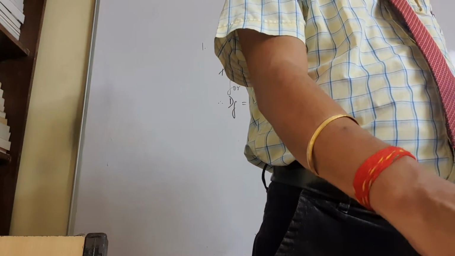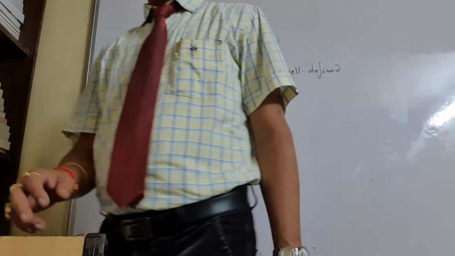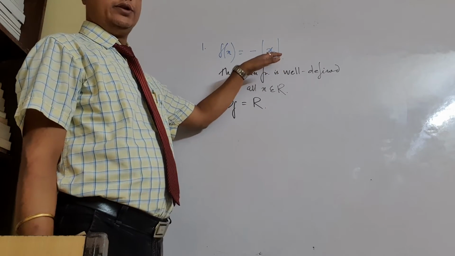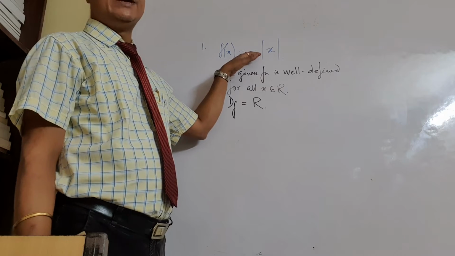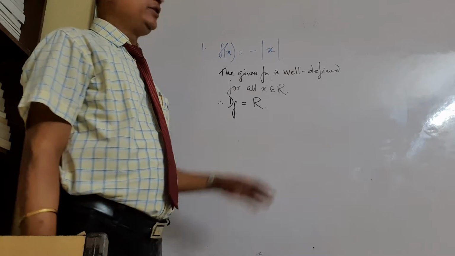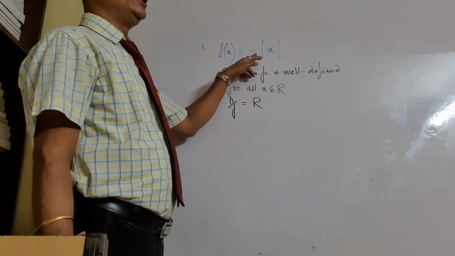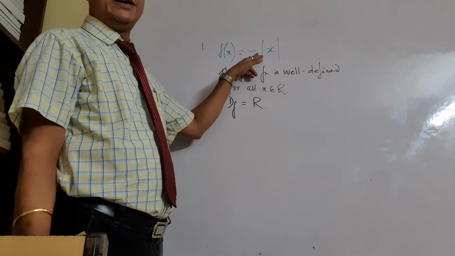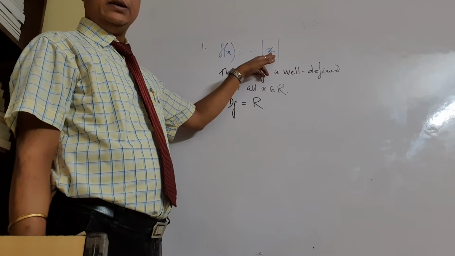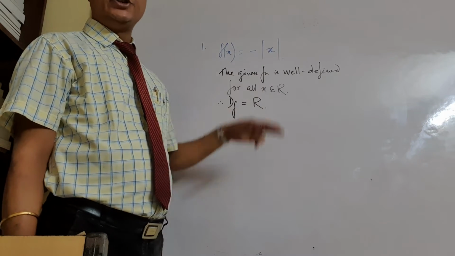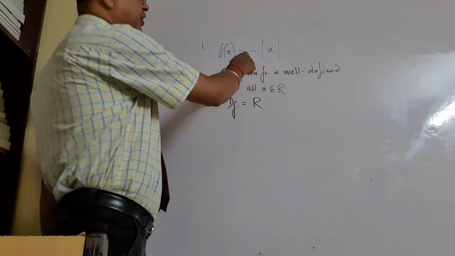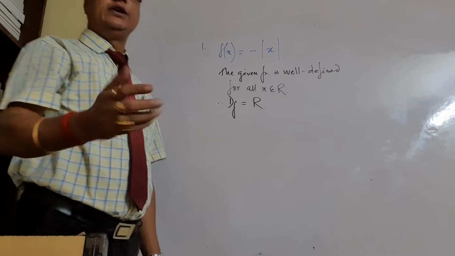Now we have to come to the range. In the case of range, if you see carefully, whatever value you put here, there is always one negative sign outside of this. So the value will always come negative. If you put 5 here, then the function becomes minus of mod 5, which is minus 5. If you put negative numbers here, is the mod of a negative number negative or positive? Positive. But we already have one negative outside of it. So the value will always come negative.